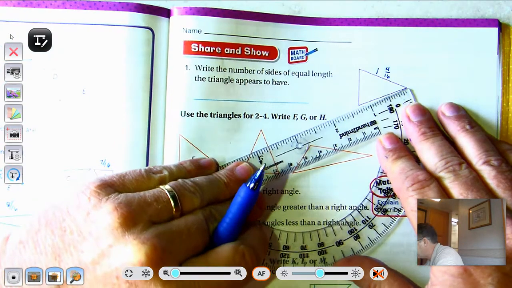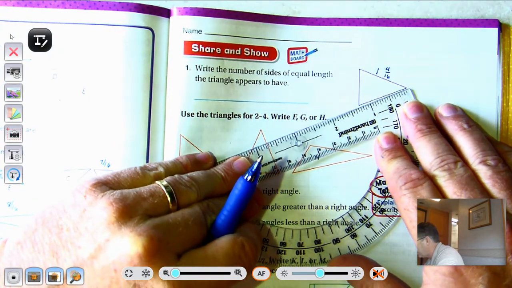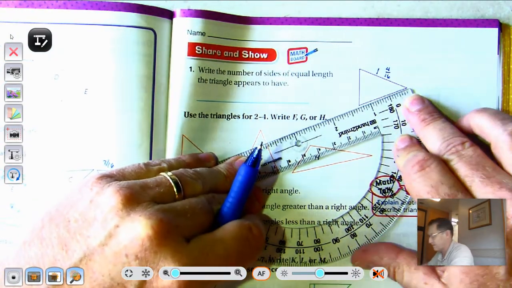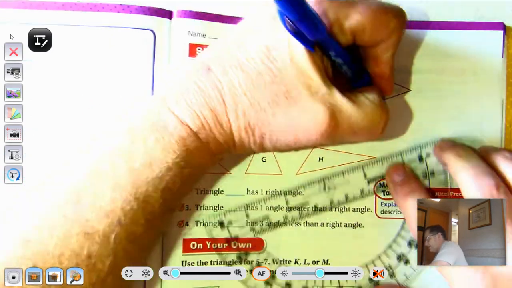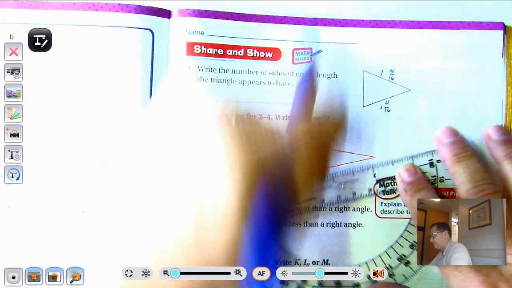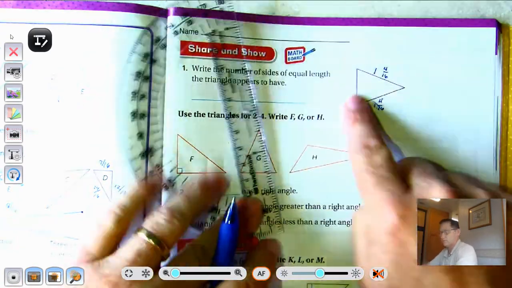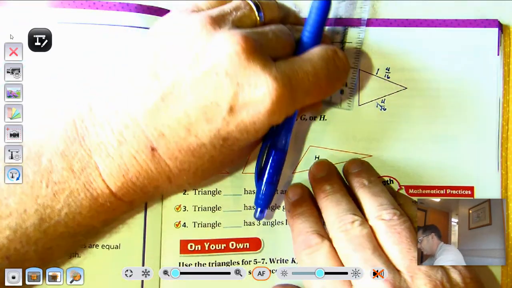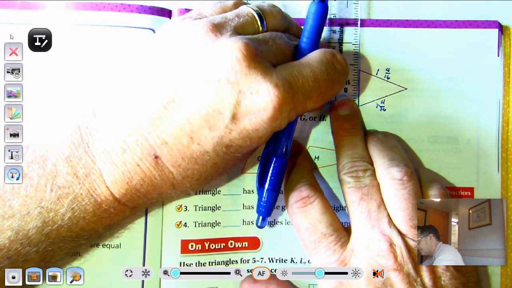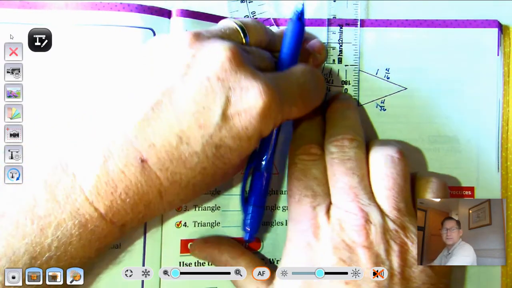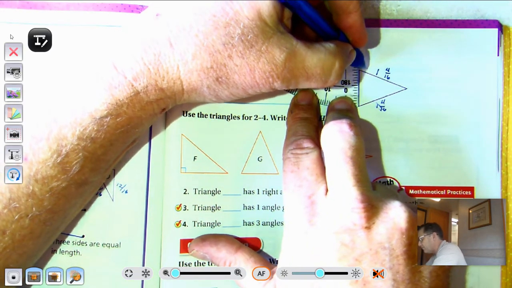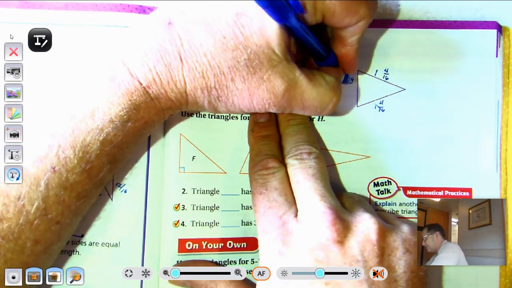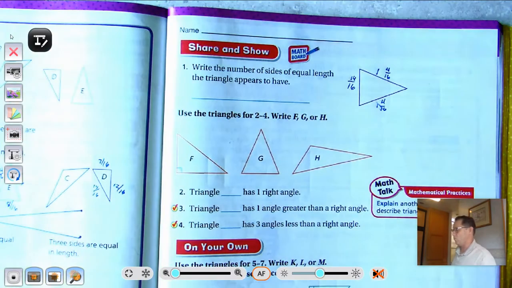How about this one? Okay, again, I put it at 0. I see the 1 mark, and then 1, 2, 3, 4. Again, so 1 and 4/16. Now my guess was that this is shorter than the other two. And it is, right? So this one is less than 1. It's 14/16. Okay, so it's not even 1.